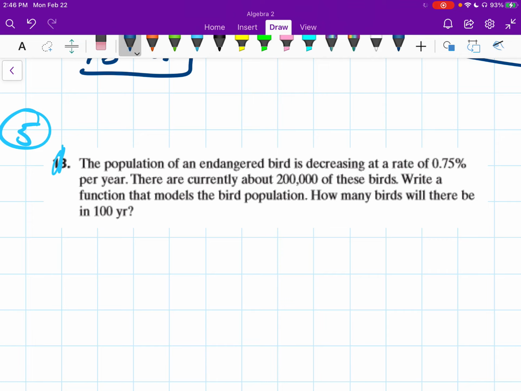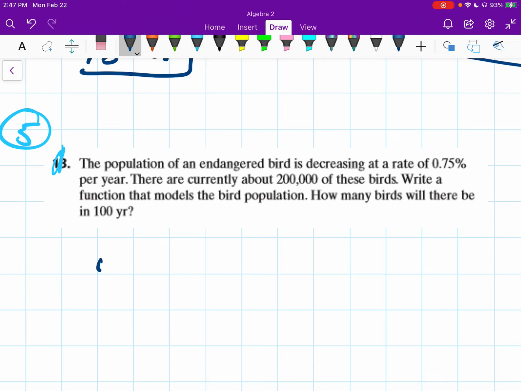The population of an endangered bird species has decreased at a rate of 0.75% per year. There are currently about 200,000 of these birds. Write a function that models the bird population. And then how many birds will there be in 100 years?